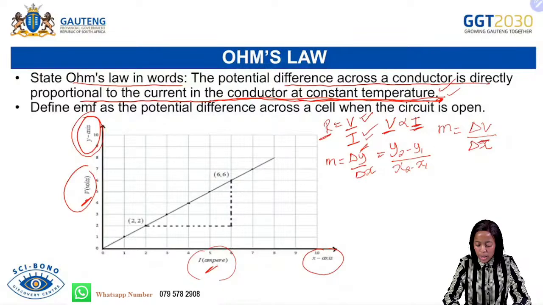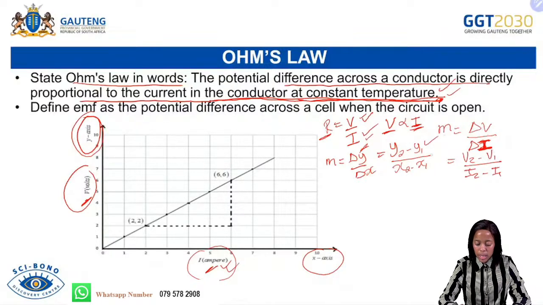Divided by change in what? Change in I there. So the change in I, where is it coming from? We can see that on the x-axis, we have I there. Therefore, if you are to calculate, it would be V2 minus V1 divided by I2 minus I1. But you can also represent it by saying y2 minus y1 is equal to x2 minus x1.